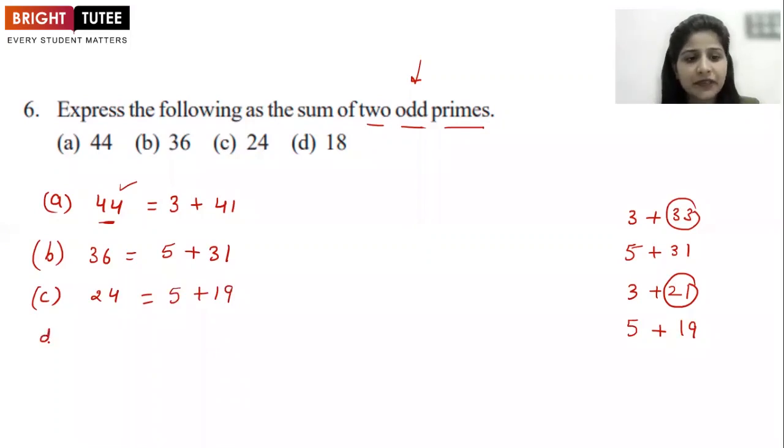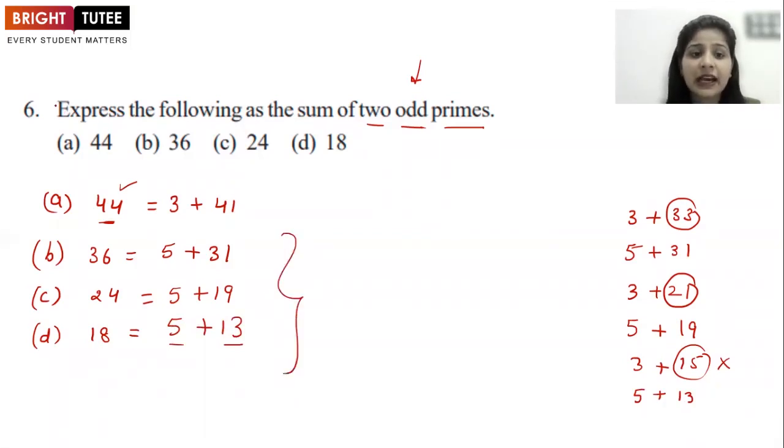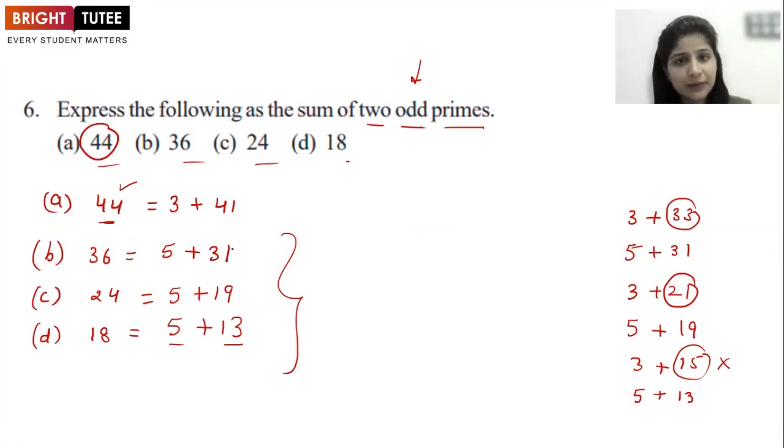Now the next number that we have is D part, 18. If I start with 3, how much do you have to add to 3? 15. 3 is odd, 15 is odd, but 15 is not prime. So cancel this one and start with 5. With 5, how much do I have to add? 13. Both are odd. So 5 plus 13 will give me the sum 18. Are they both odd? Yes. Are they both prime? Yes. So this is how we express numbers as a sum. You see, all of them are even numbers. We are expressing an even number as the sum of two odd prime numbers. Clear?